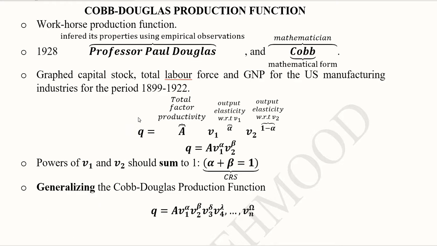So this was about the Cobb-Douglas production function, and in the next video we will learn about its isoquants and then further about its elasticity of substitution.